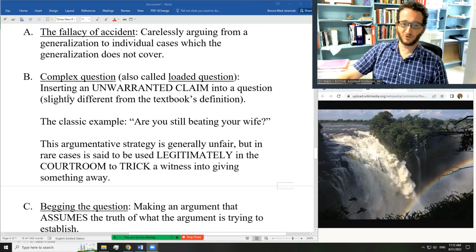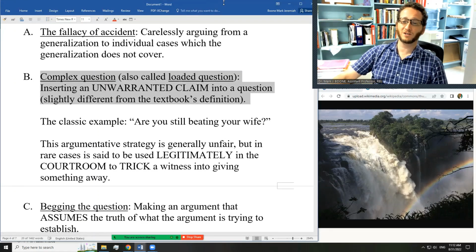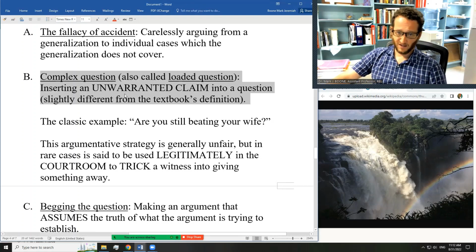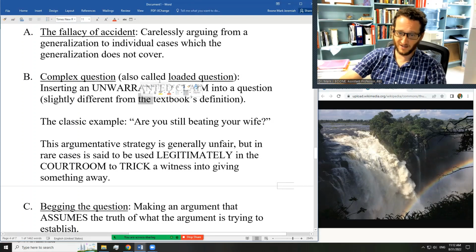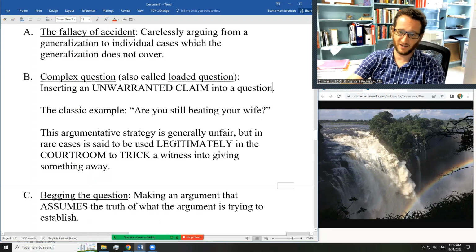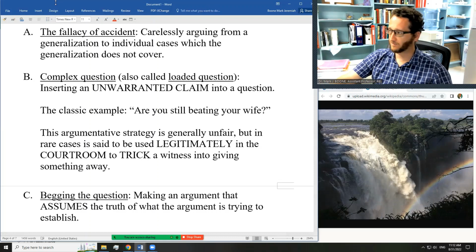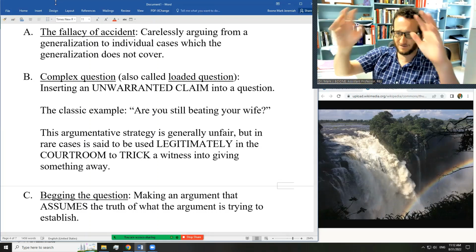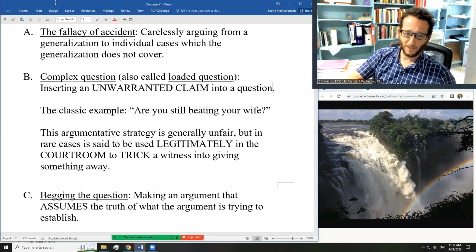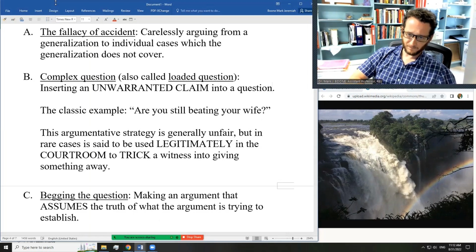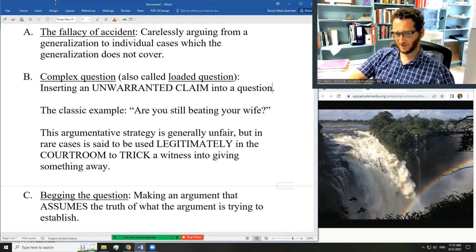All right, complex question or loaded question. This is inserting an unwarranted claim into a question. This is a slightly different definition from some textbooks, but we're not using a textbook. I'll just take that out. I've already told you there's no one perfect set. There's no one perfect list of the fallacies and the definitions of them. The loaded question or complex question inserts an unwarranted claim.